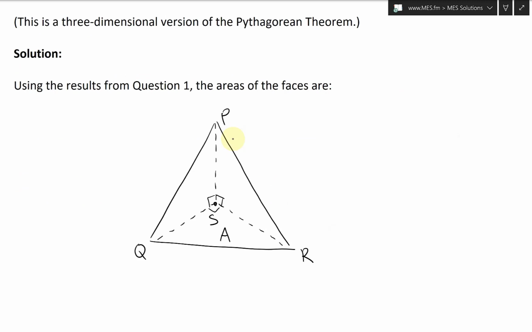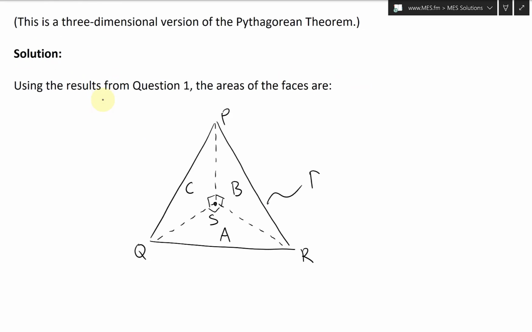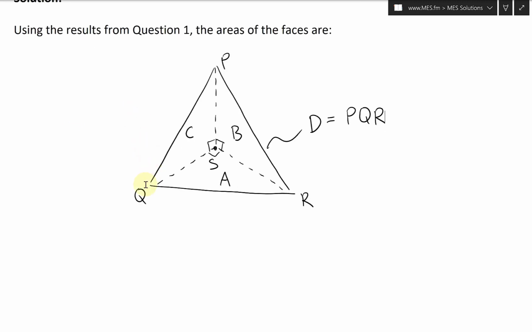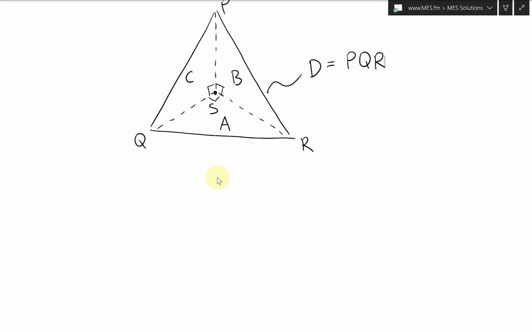So we'll call this one A, call this B, just to make it line up with V1, V2, V3 that we had earlier. And this is C. And then D is the opposite face PQR. So D equals the area of PQR, like that. All right, so now using the results of question 1, we can get the areas. So basically A is just equal to the length of the V1 vector.